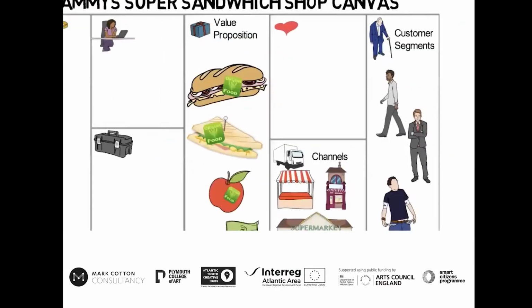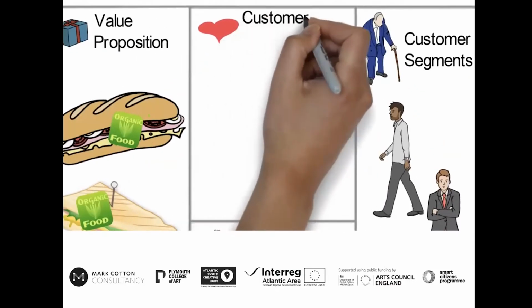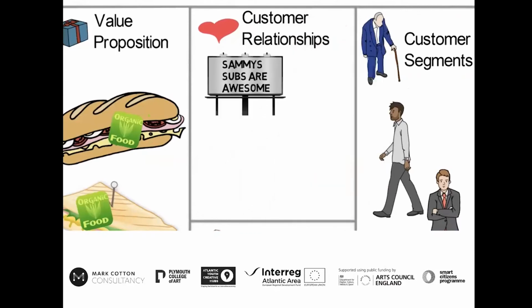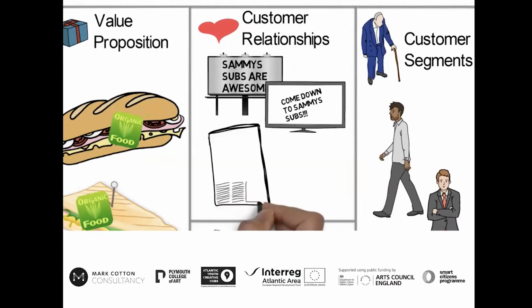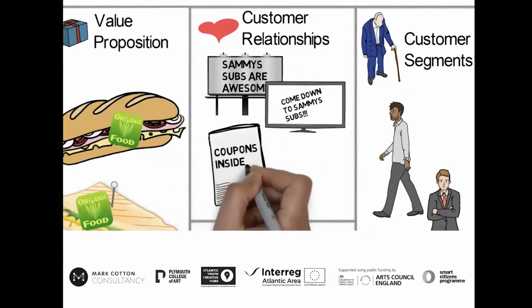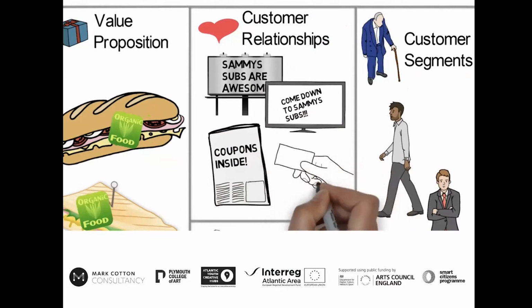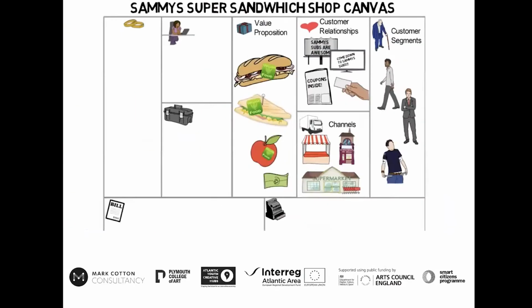But in order for Sammy to get customers through the doors, he must establish relationships with his customers. Here, Sammy could decide to launch a national ad campaign. Afterwards, Sammy may also decide to include some coupons in the local papers to entice new customers to go to his shops. And finally, once Sammy has his customers, he can provide them with a loyalty card where they get 1 free sandwich after they buy 9.